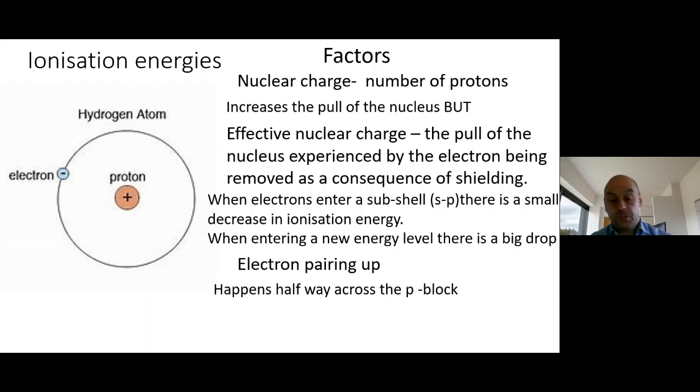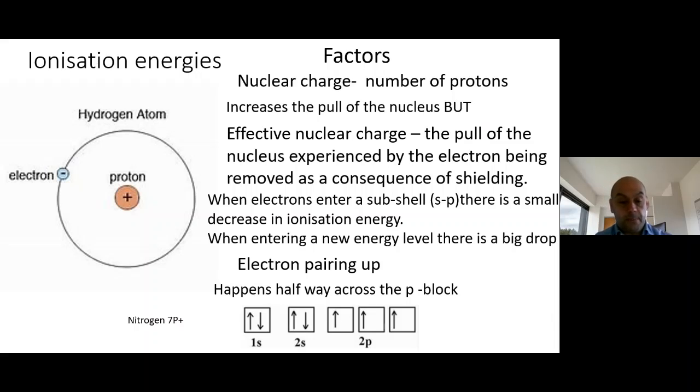This happens halfway across your p block. So for example, nitrogen is halfway across our p block. And I did mean to say at the start of this, it might be a good idea to have a periodic table with you when we're looking at periodicity. If you look at your periodic table, you'll see nitrogen halfway across the p block.